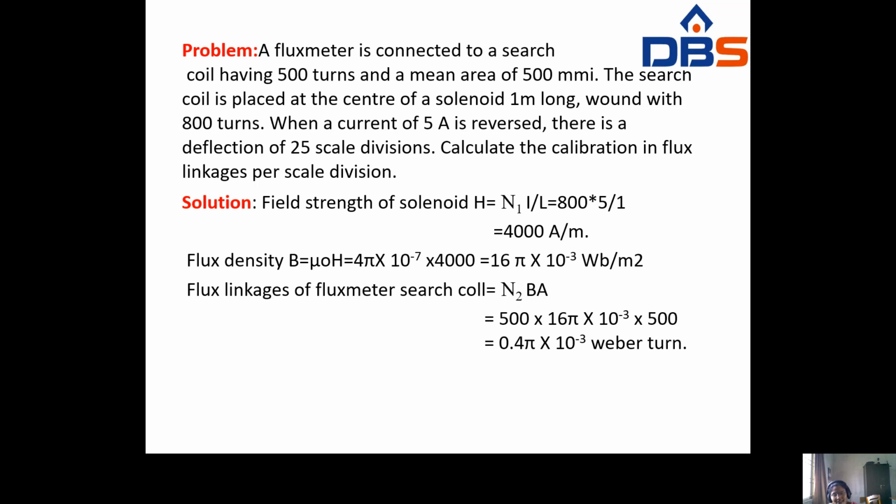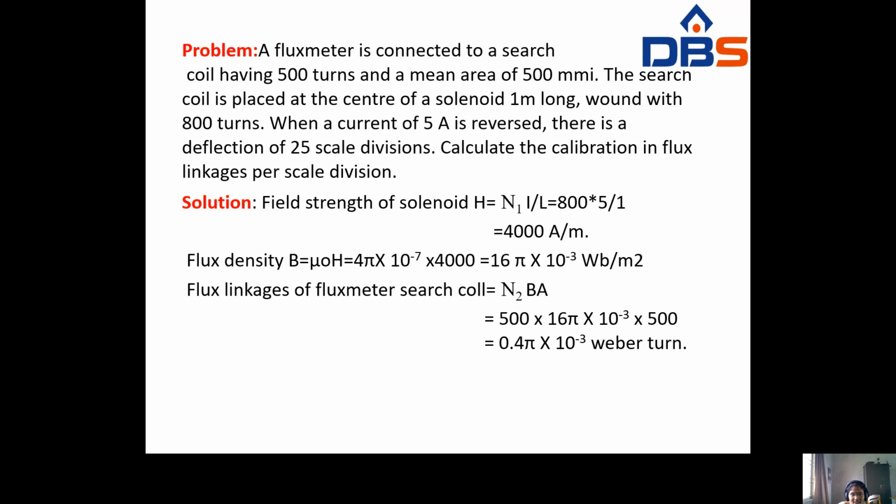Okay, so here the flux meter has a search coil with the number of turns given as 500 and the area as 500. The current value will be 5 amperes, and the length will be 1 meter.